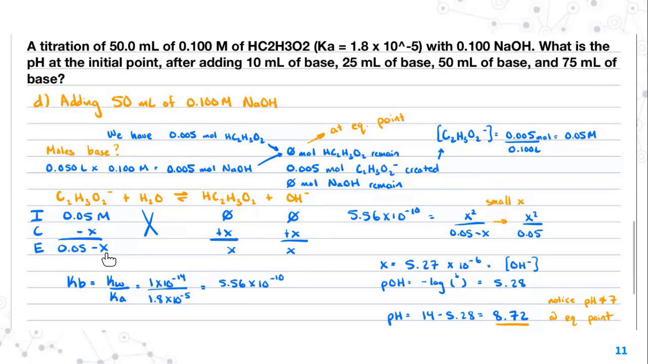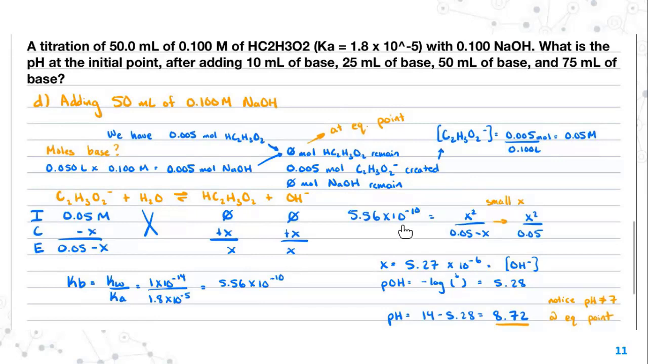Because this is a base, we cannot use Ka. We'll have to use Kb. To get Kb, we need to understand the relationship between Ka, Kb, and Kw. Ka times Kb equals Kw, so Kb equals Kw divided by Ka. Kw is a constant, always 1 times 10 to the negative 14 at room temperature, 25 degrees Celsius. Divided by the Ka we have, we get our new Kb value right here.